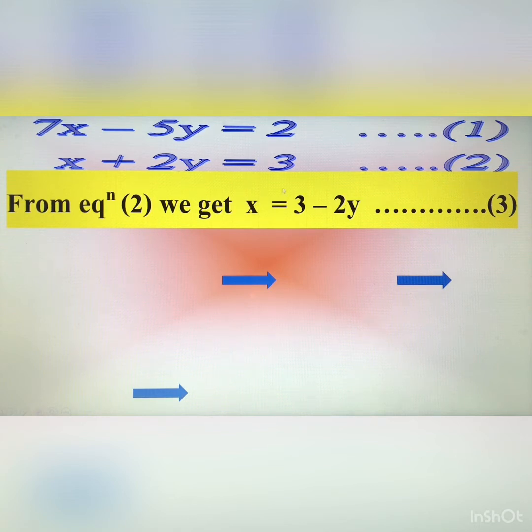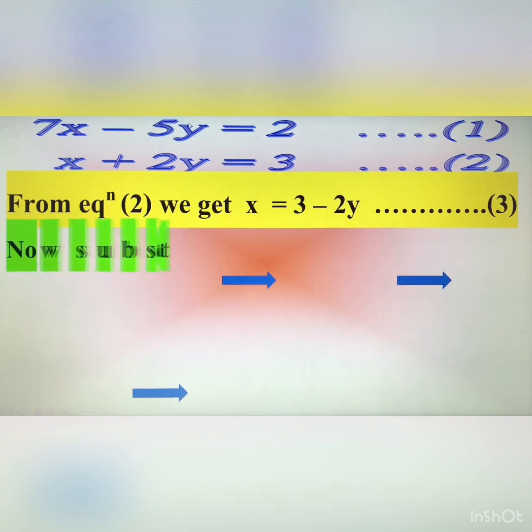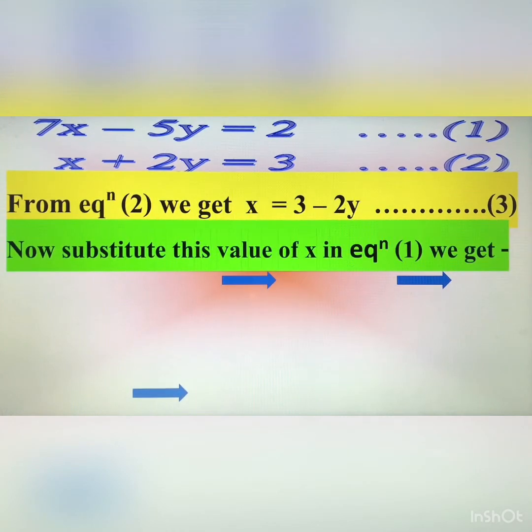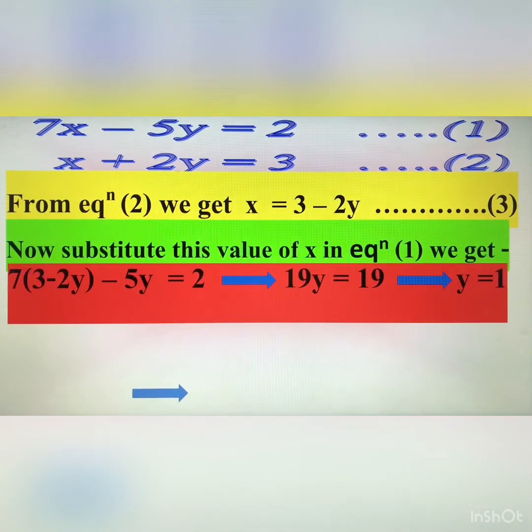After that, we substitute this value in equation number 1, because we have to find the value of x from equation number 2. So we will put this value in equation number 1. So what do you get? Let's see here. When we put the value of x, this 3 minus 2y, replace x by 3 minus 2y, and minus 5y equal to 2.